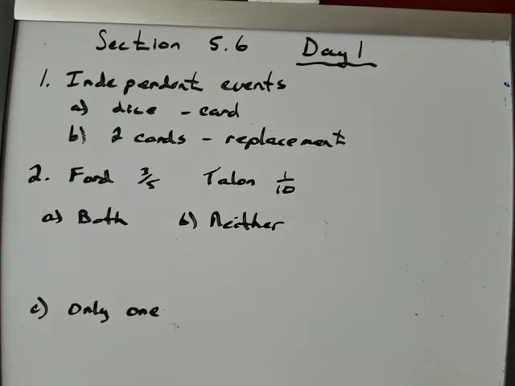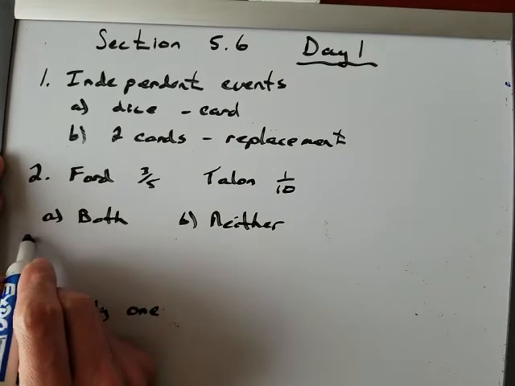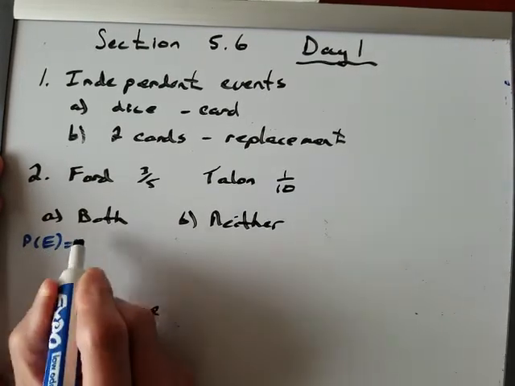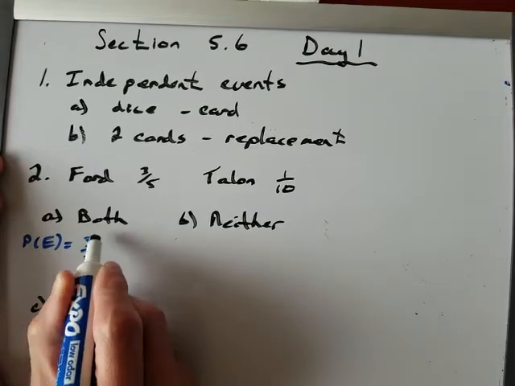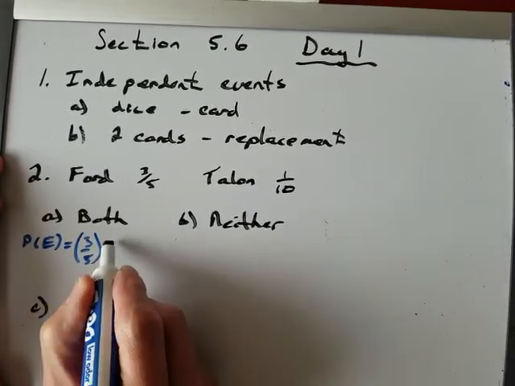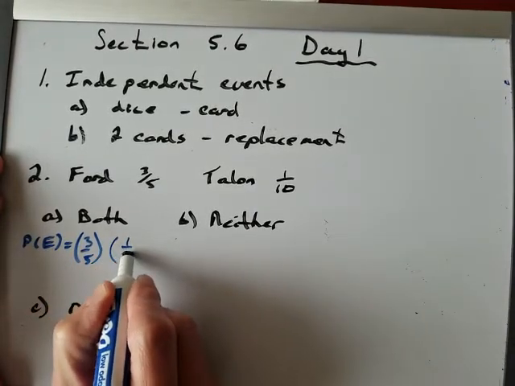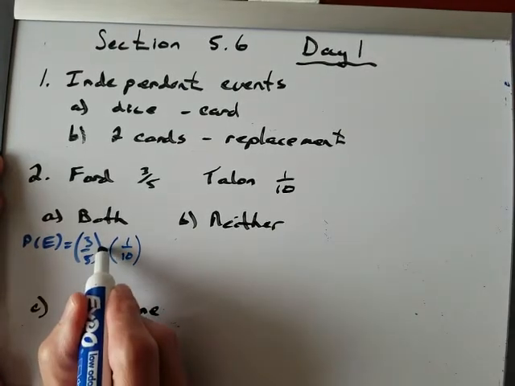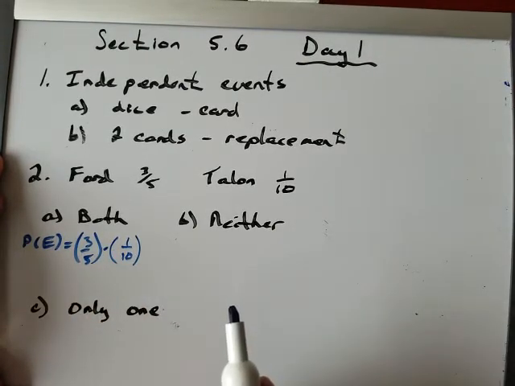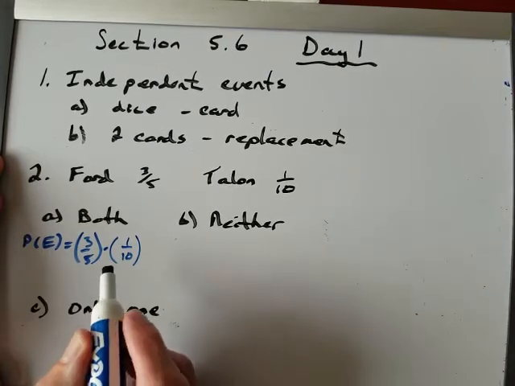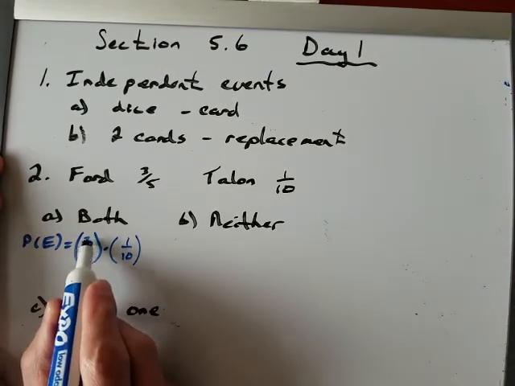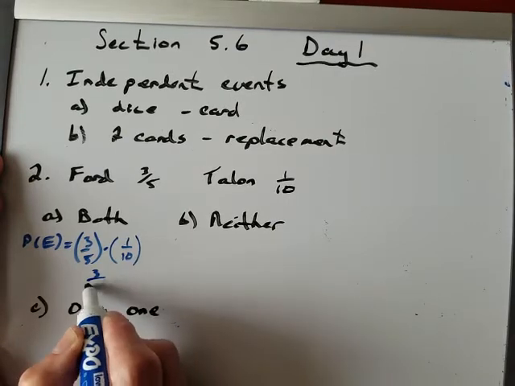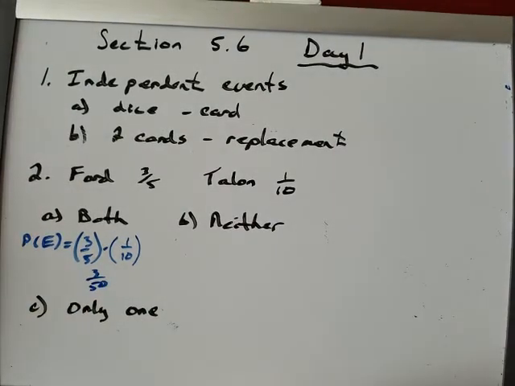Now, we could do a number of calculations. What if we said on your trip home from school to your house, what is the probability of seeing both? Here's how you'd go. The probability is 3/5 for the Ford, and 1/10 for the Talon. The word and means to multiply. That's always meant to multiply. The word or is when you add. So all we simply do is multiply these fractions. 3 times 1 is 3, 5 times 10 is 50. Now we have our probability.